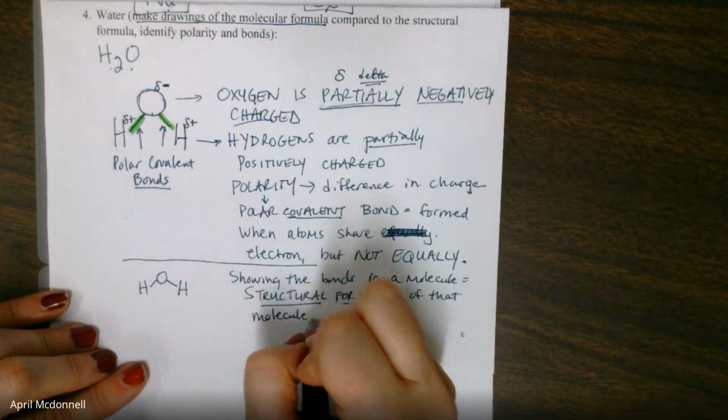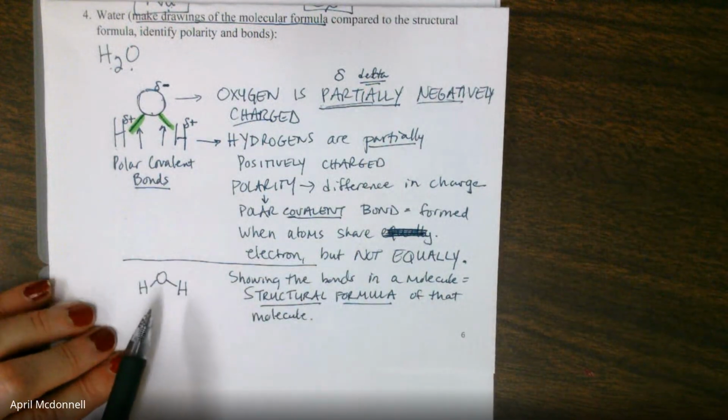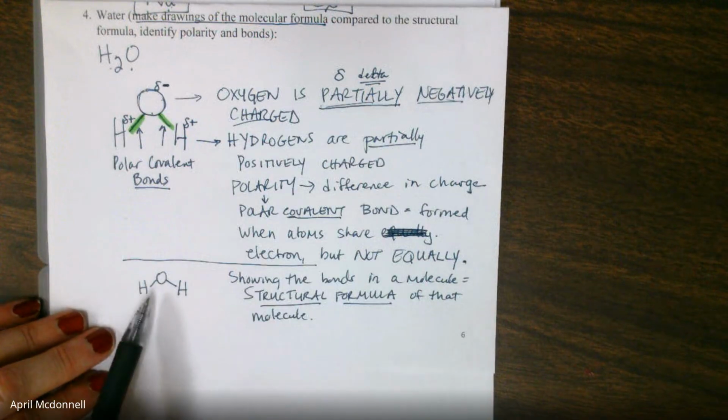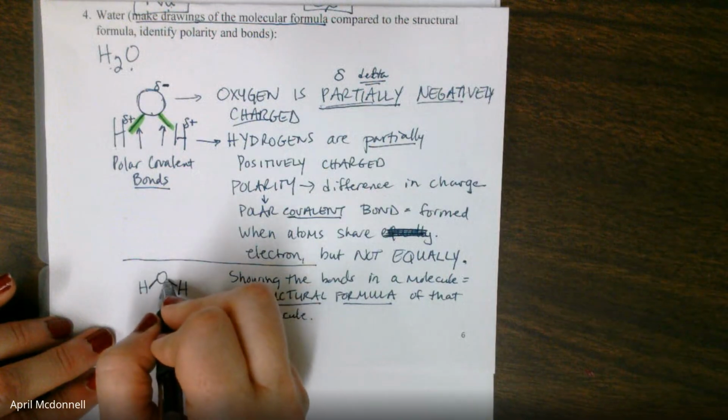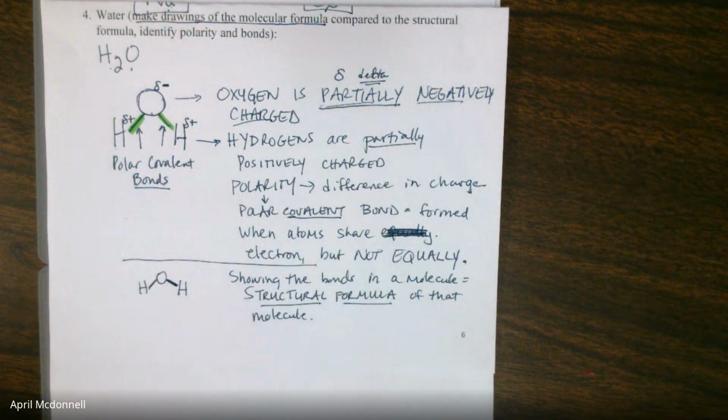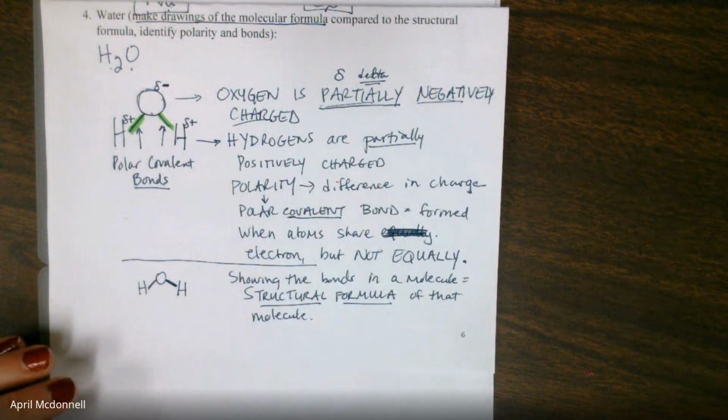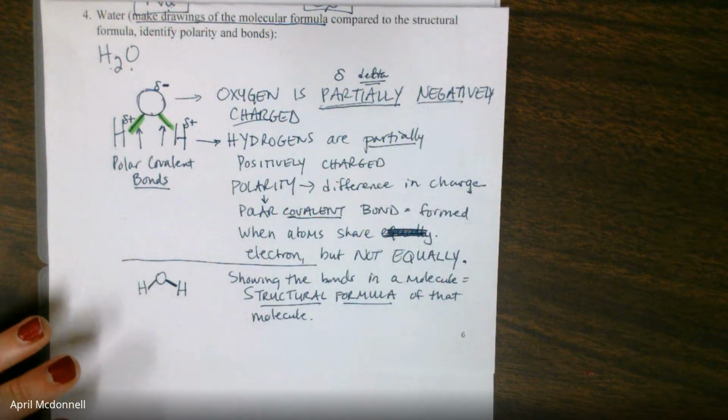And since I'm showing you in this example of my water molecule that I drew where the bonds are located, we have a polar covalent bond here, we have another polar covalent bond here, then we would call that the structural formula for that water molecule. So the structural formula of a molecule provides a little bit more detail about the molecule because it shows where the bonds are located between the atoms within the substance.